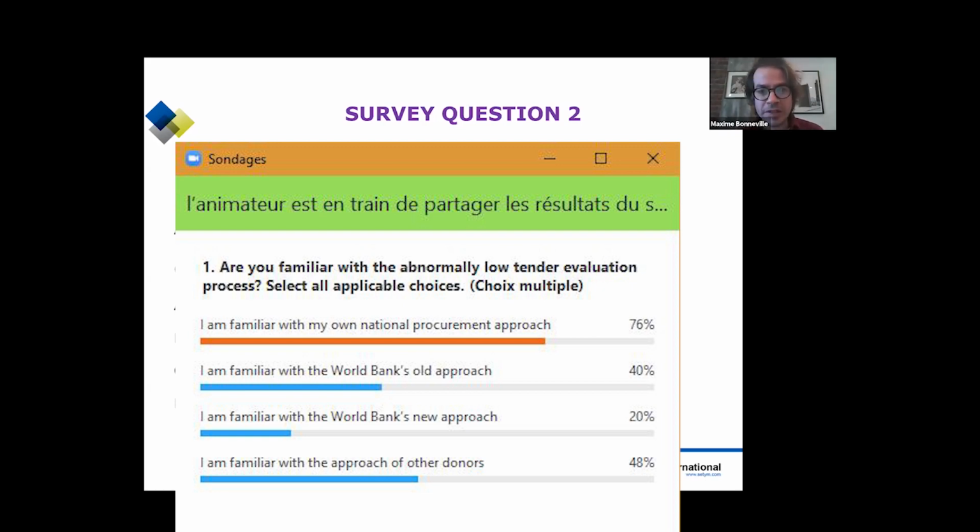Well, as you can see by the result, the biggest weakness, or the biggest room for improvement, lies in the third option: I am familiar with the World Bank new approach. Well, that is quite good because I will be showing you the new approach. So excellent. But I see that a lot of people have faced this situation using their own national procurement rules. And that is good because you will have a point of reference to compare with the new World Bank approach. Or maybe some of you are familiar with the European Union approach or the African Development Bank, Asian Development Bank. Okay, so let us go back to our presentation.